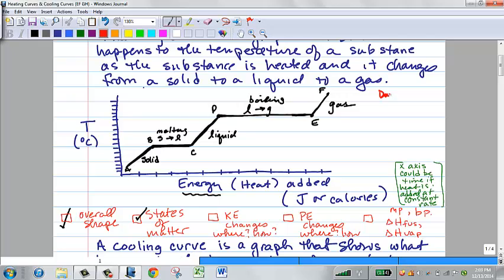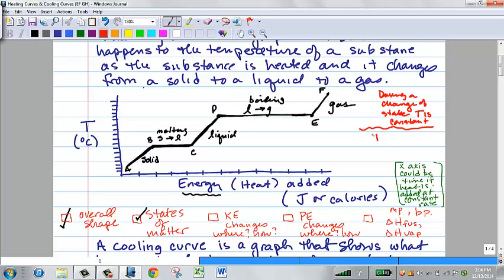So during a change of state, the temperature is constant. So when the solid is changing to liquid, the temperature stops changing. When the liquid changes to gas, the temperature stops changing.